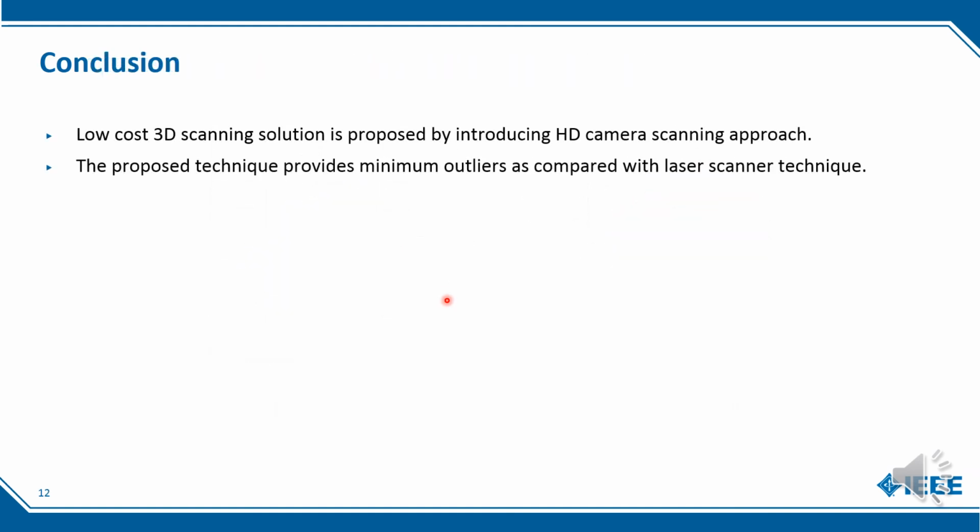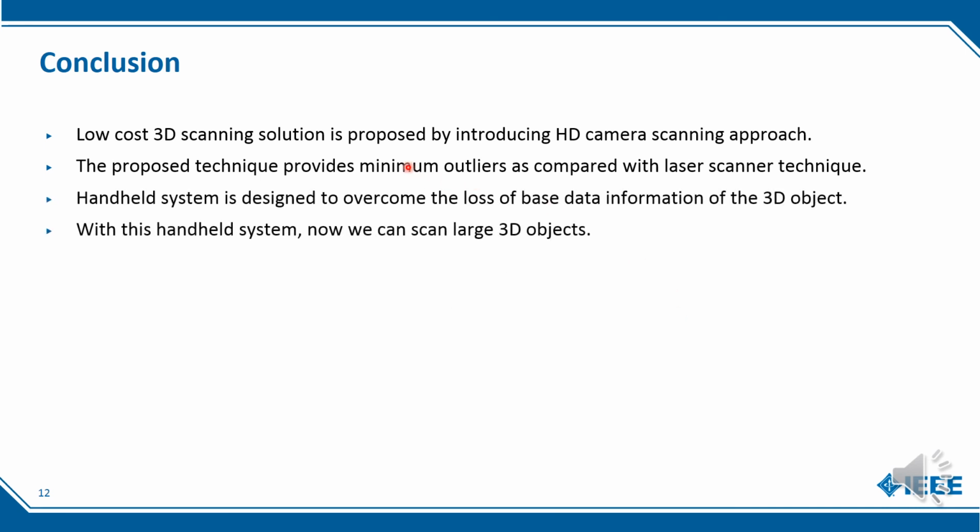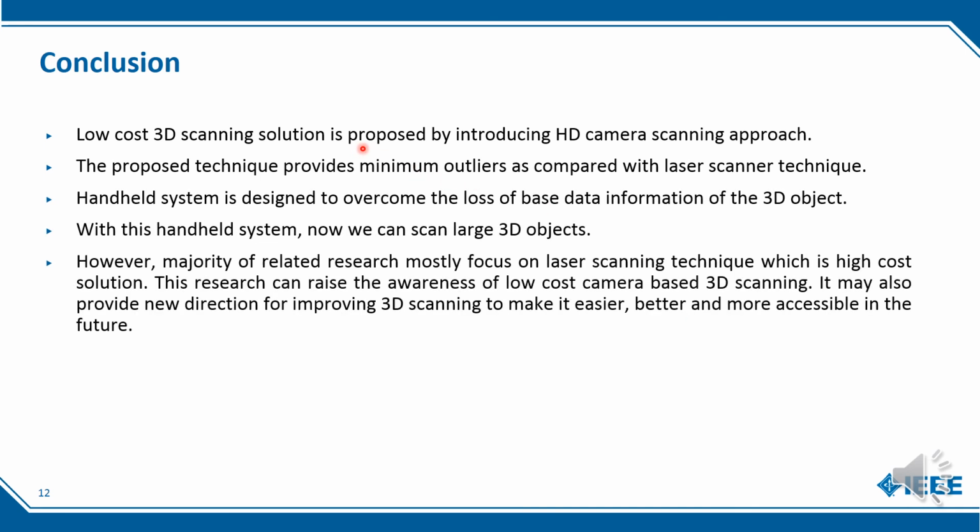In this research, a low-cost 3D scanning solution is proposed by introducing the high-definition camera scanning approach, and the proposed technique provides minimum outliers as compared with the laser scanner based technique. And now a handheld system is designed to overcome the loss of base data information of the 3D object, including the base information. With this handheld system, now we can scan large 3D objects at high resolution.